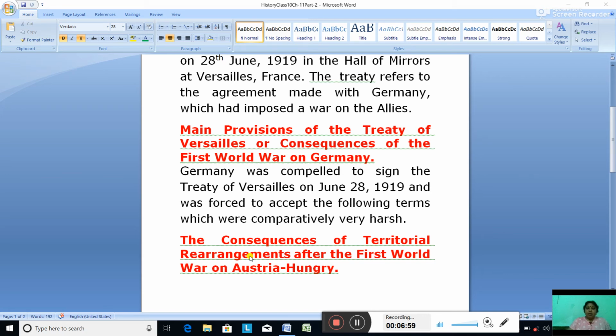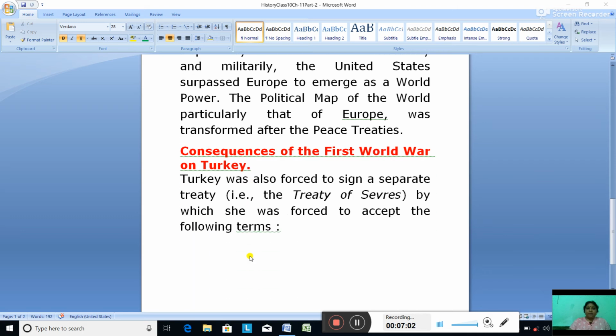Now, the consequences of the First World War on Turkey. What were the consequences of the First World War on Turkey? Here she was also forced to sign a separate treaty. Turkey was forced to accept this treaty. This treaty stipulated a complete dismemberment of the Turkish Empire. England also gained control of Egypt from Turkey. And most of the remaining Turkish territories were shared by Greece and Italy.